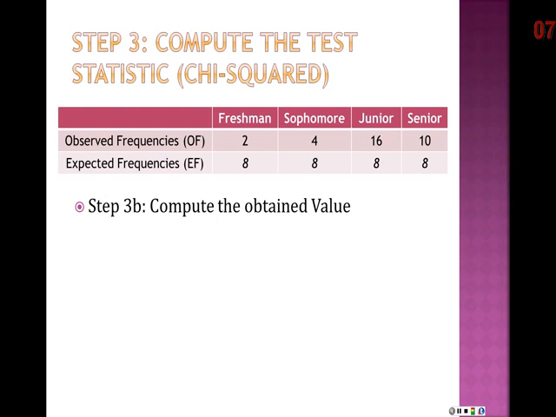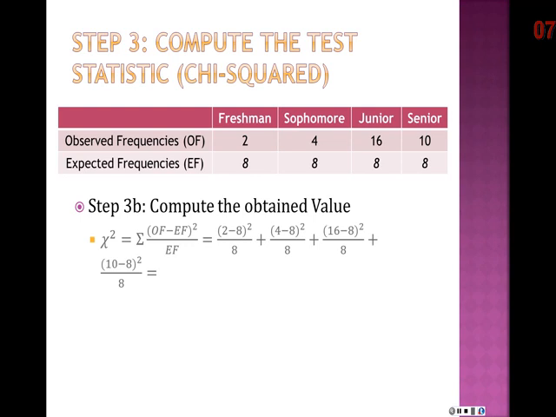So now we need to compute the obtained value. So our obtained value is our actual chi-squared statistic. This is the value we're going to be using to compare to the critical value. And the equation for that is, so this little x2 represents chi-squared. The equation for that is the sum of this equation here. So we have to do this for every single cell, right? So the sum of the observed frequency minus the expected frequency squared divided by the expected frequency.